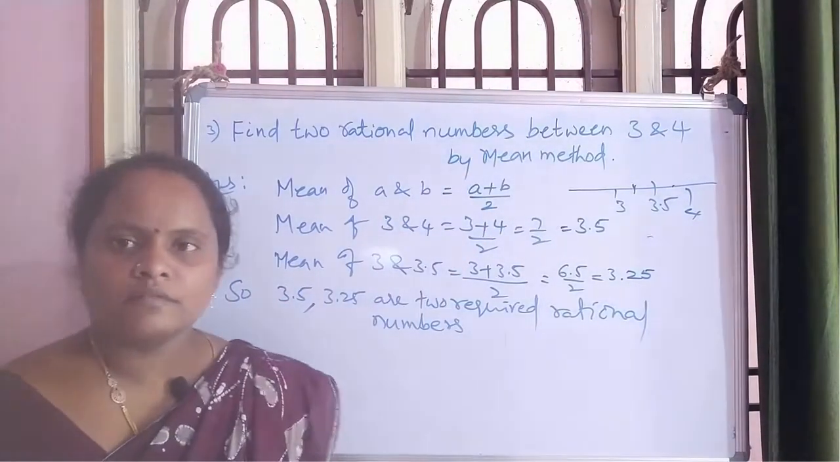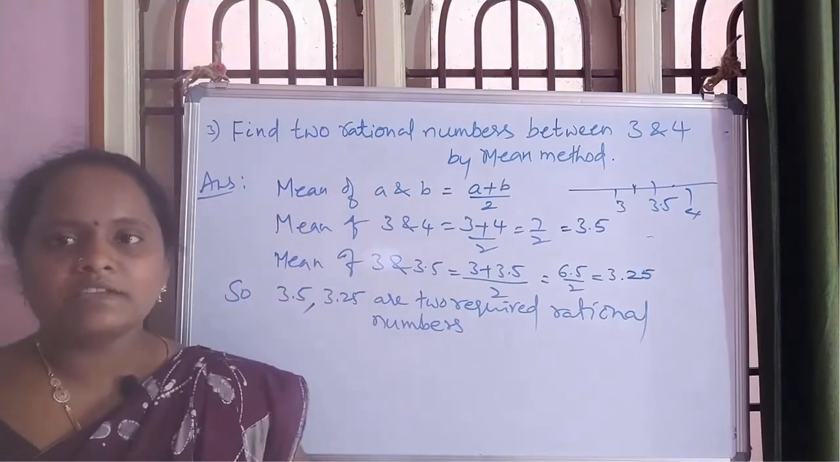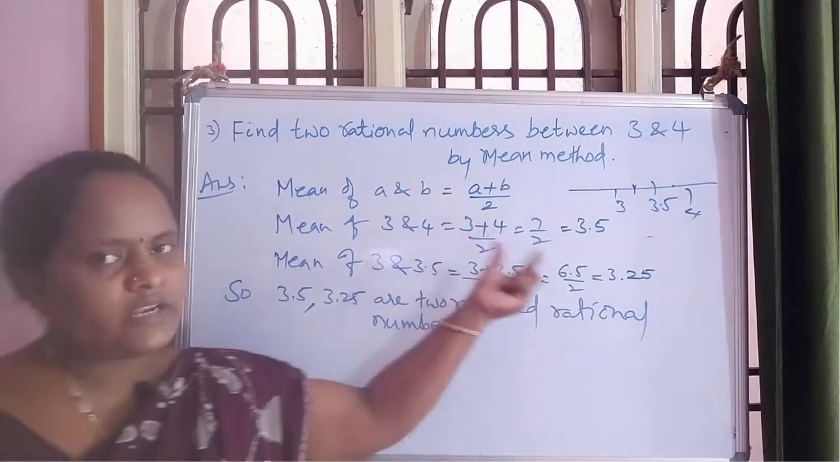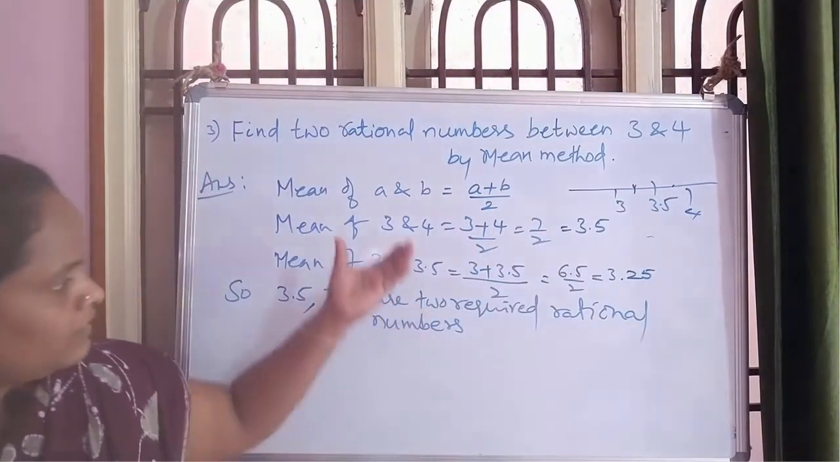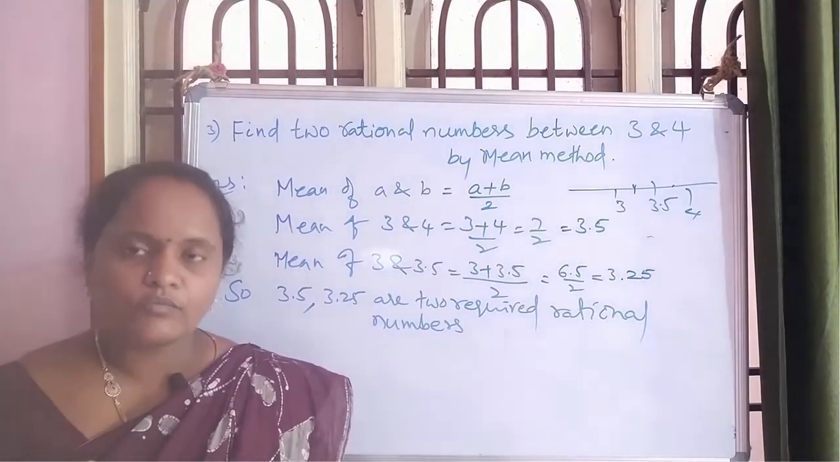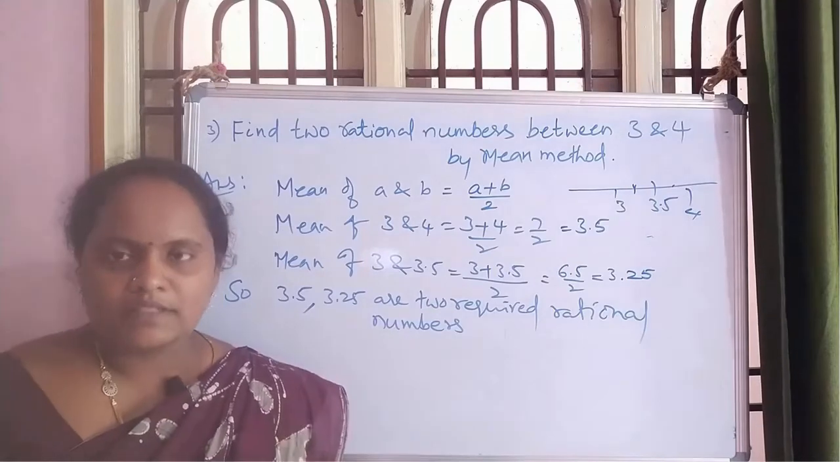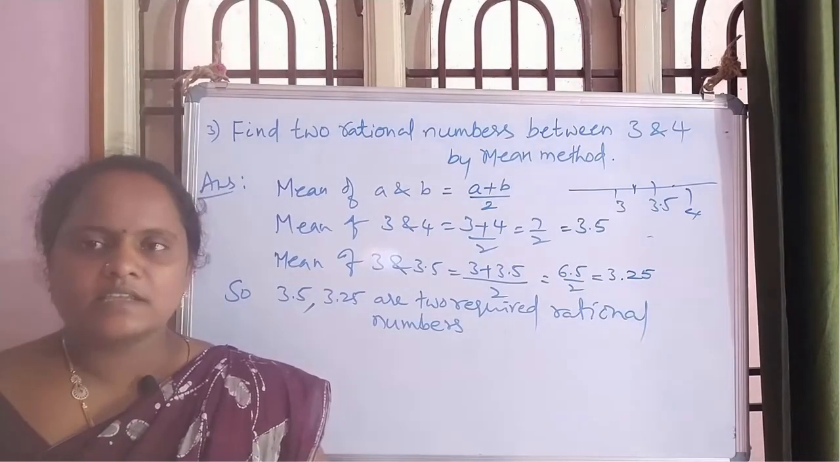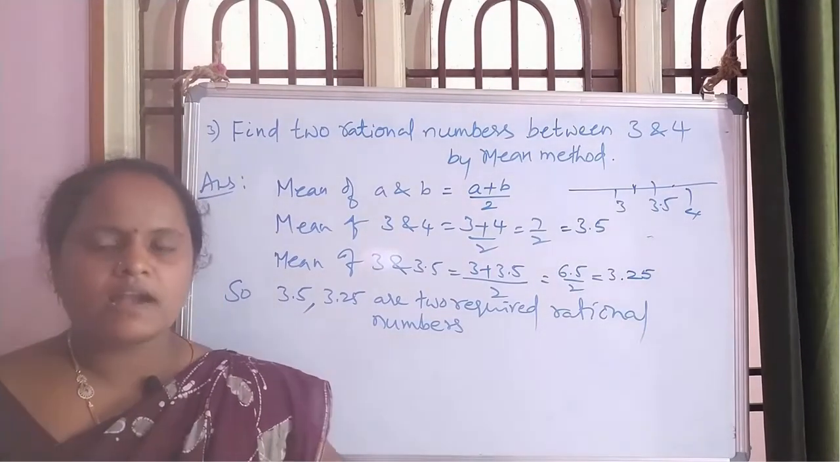So if instead of two rational numbers, 10 rational numbers are asked, we need to continue in the same way, but this process becomes lengthy. So we need to have some other shortcut method. Let us see the next question with a small technique or logic.